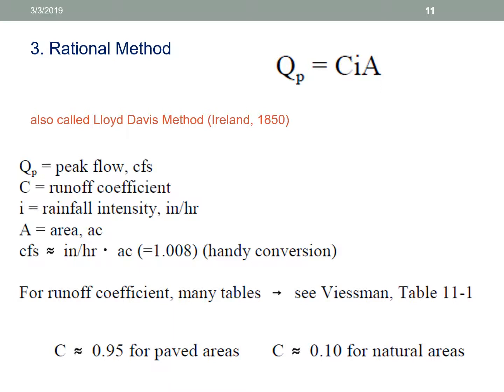Rational method: Q equals C times I times A. Q peak is peak flow in CFS, feet cubed per second. C is the runoff coefficient. I is rainfall intensity in inches per hour. A is area in acres. So CFS will be inches per hour times acres, and the conversion factor is 1.008. For the runoff coefficient, you can use many tables, or you can use your book. C is 0.95 for paved areas, and C is 0.1 for natural areas.